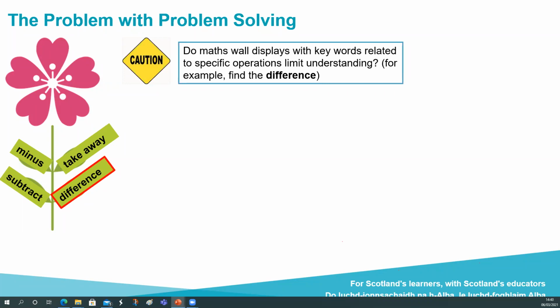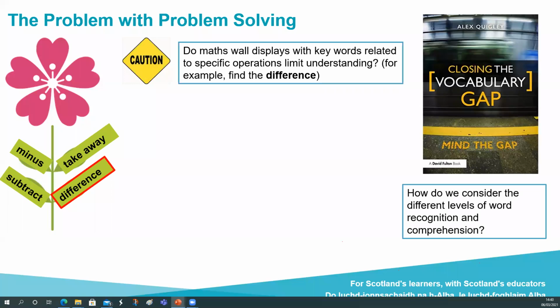If we take the example of difference here, the keyword difference often appears on the subtraction part of the display. But actually we know that find the difference could be a subtraction, but it could also be solved by counting on. And so we need to make sure that if we are displaying keywords, we're not limiting children's understanding with them. We also know that word problems can tend to be quite complicated because they have descriptive language in them, and sometimes learners don't actually understand exactly what they're being asked.